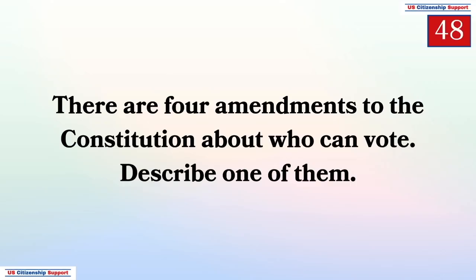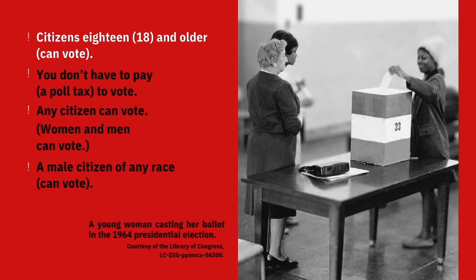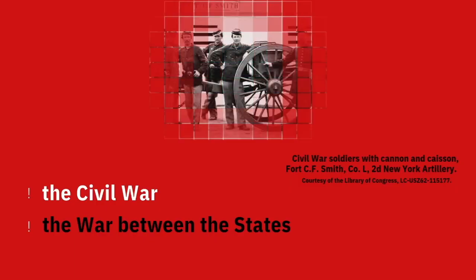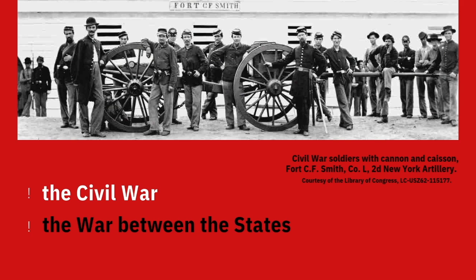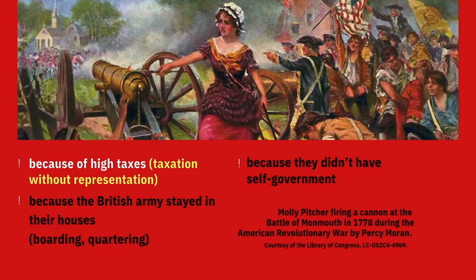There are 4 amendments to the Constitution about who can vote. Describe one of them. Citizens 18 and older can vote. Name the U.S. war between the North and the South. The Civil War. Why did the colonists fight the British? Because of high taxes.